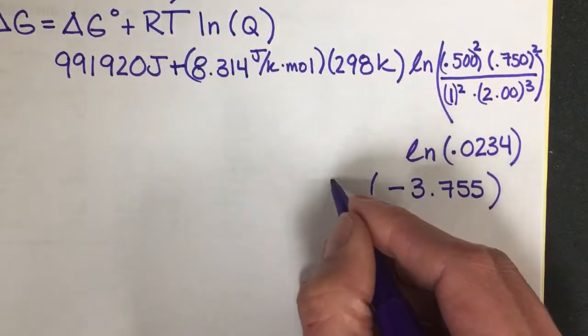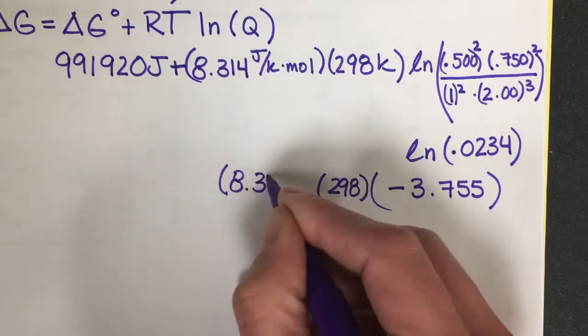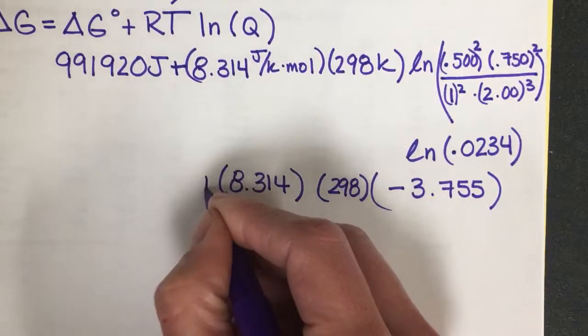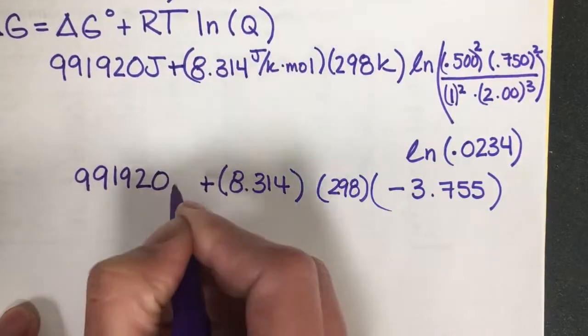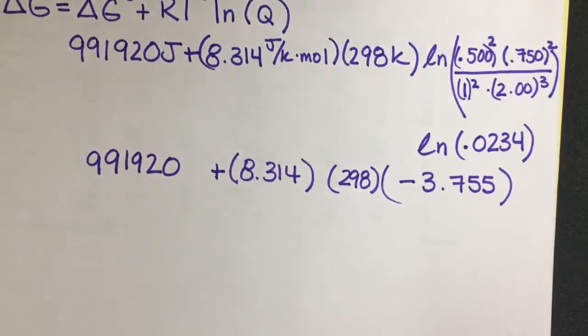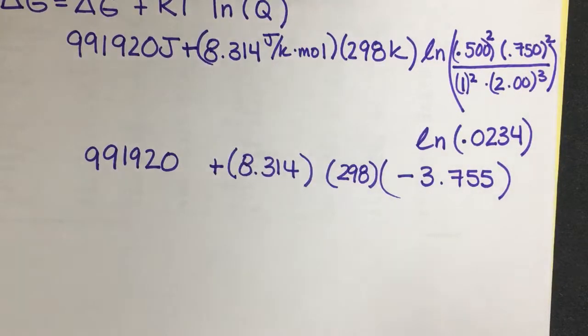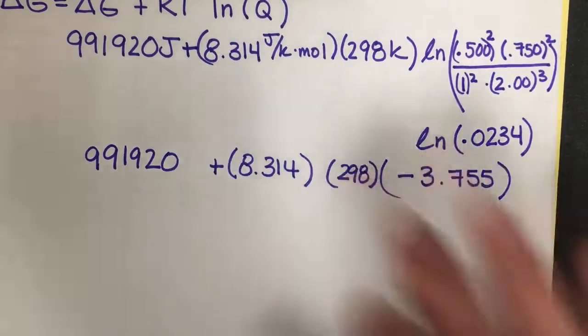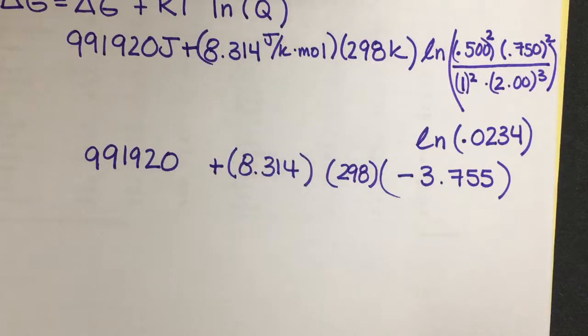times 298 times 8.314 plus my original delta G. So 991,920 plus, sorry, I need to make sure I use parentheses, 8.314 times 298 times negative 3.755.